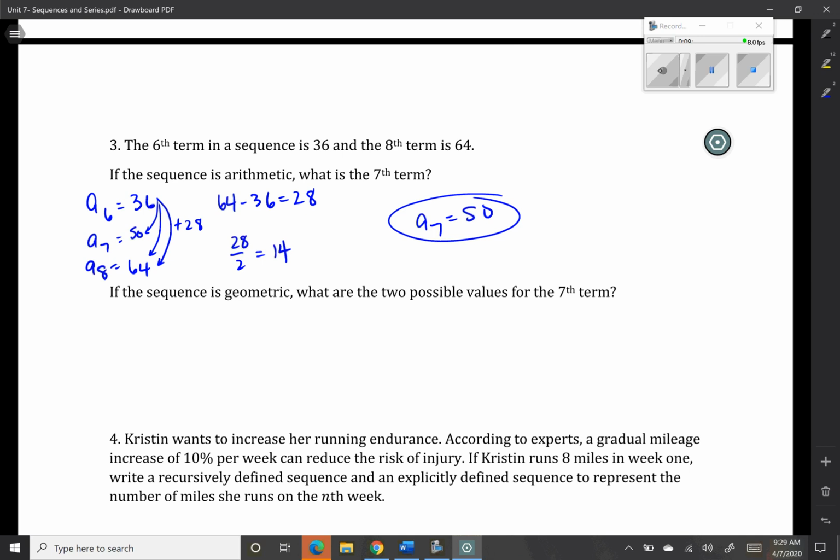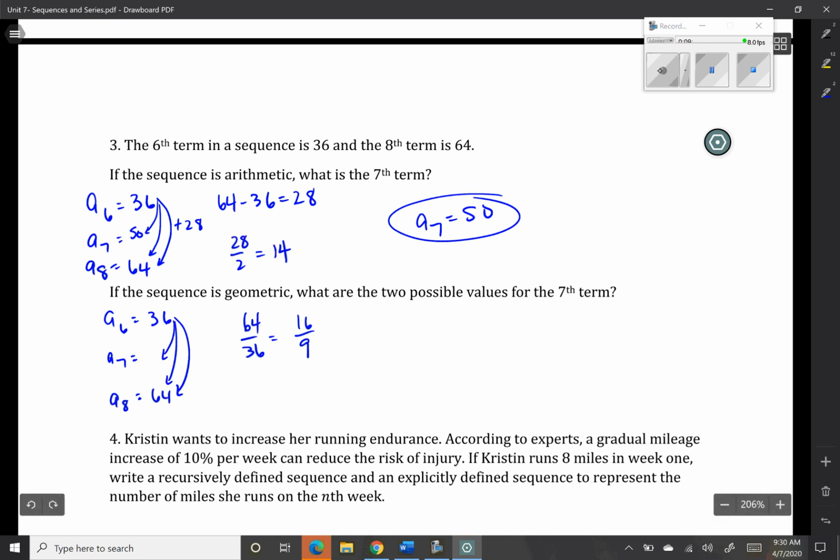Now things change a little bit when we're talking about a geometric sequence. If I know the 6th term is 36, 7th term I don't know, and the 8th term is 64, to get from 36 to 64, I want to figure out what multiplies by 36 to get all the way to 64. So I'm going to divide 64 by 36. 64 divided by 36 is not a nice decimal, so let's change it to a fraction, 16/9. Now, instead of saying I want something that adds twice to itself, I want something that multiplies twice to itself to make 16 over 9. So what's the square root of 16 over 9? That would be 4/3. So the common ratio is 4/3.